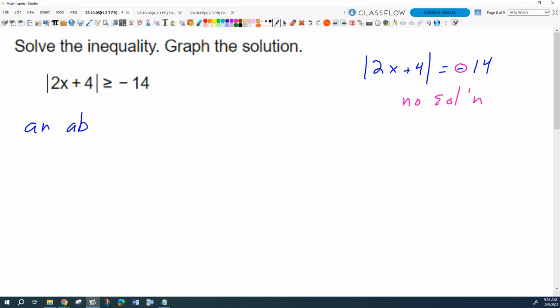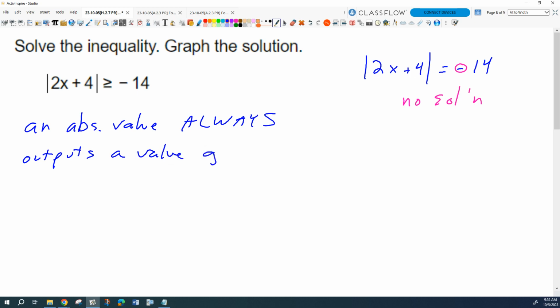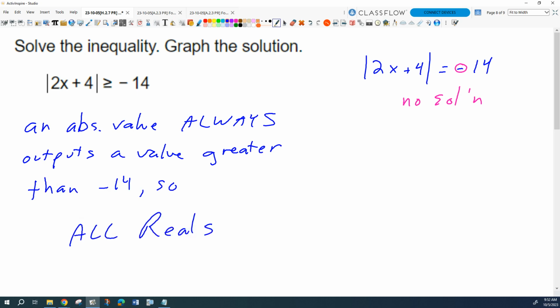An absolute value always outputs a value greater than negative 14. So all reals would be our answer. Okay, give me thumbs on that. Does that make sense? Okay, so you have to pause for a second when you see that negative and think it through with an inequality.